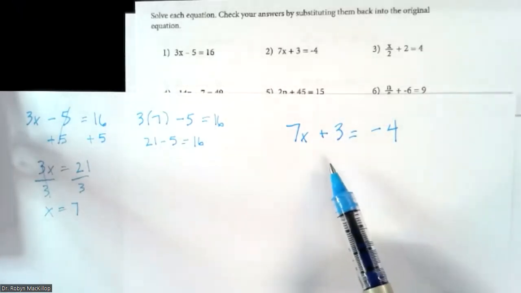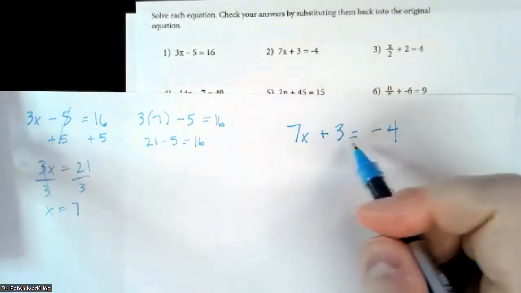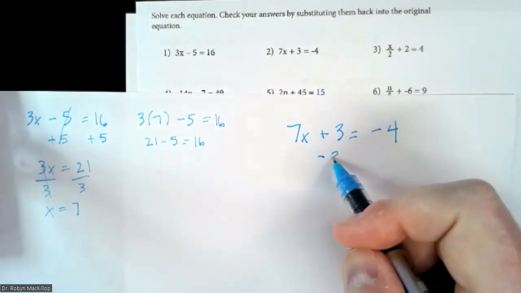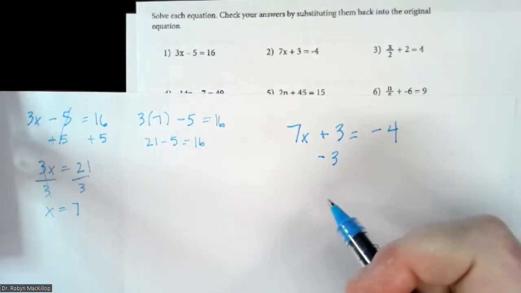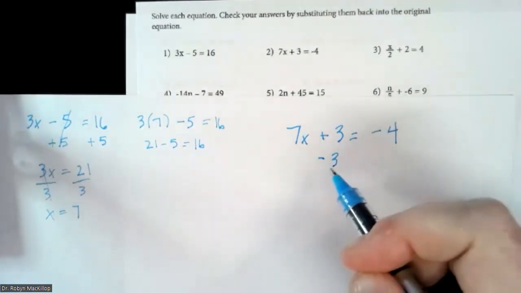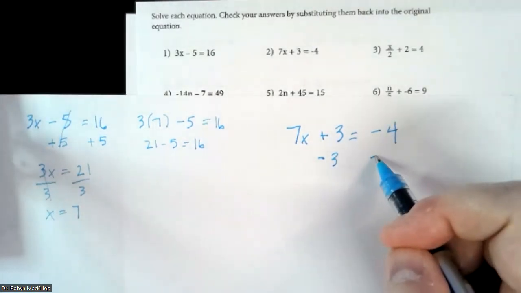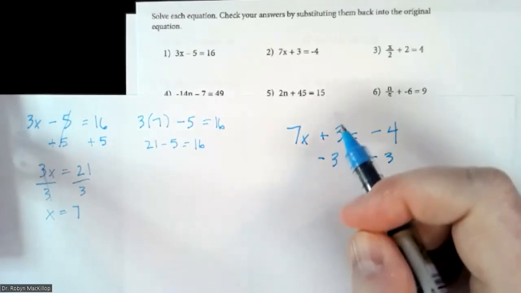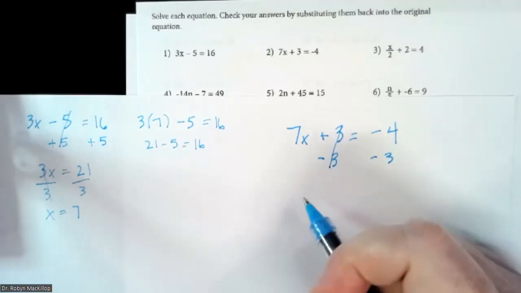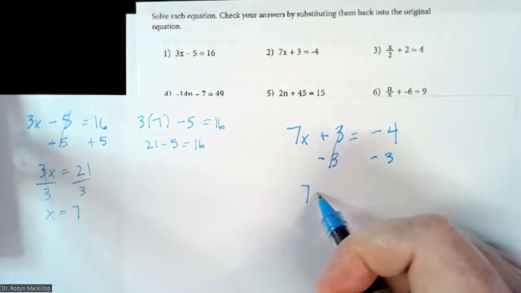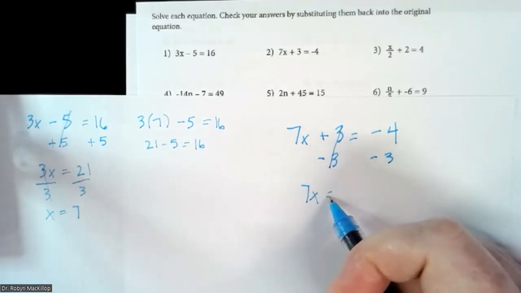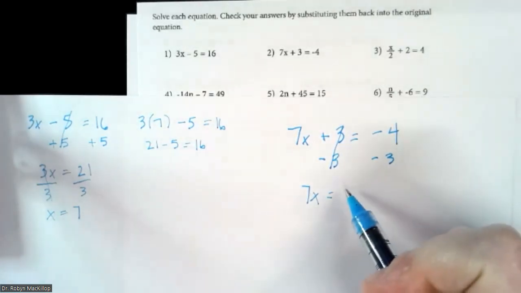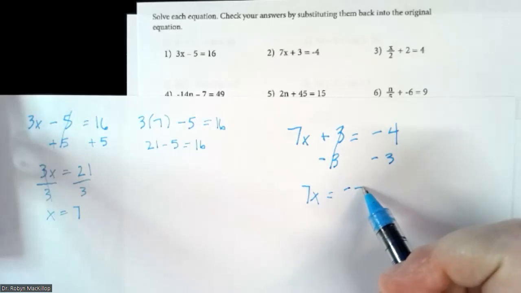We're going to get rid of that 3. And because it's +3, we're going to take away 3. And that's nothing. That means 0. But we have to do the exact same thing over here. So these are gone. And now we have 7x equals -4 minus 3, which is -7.